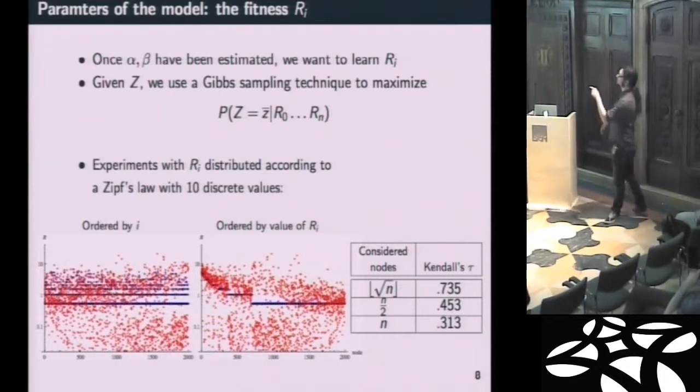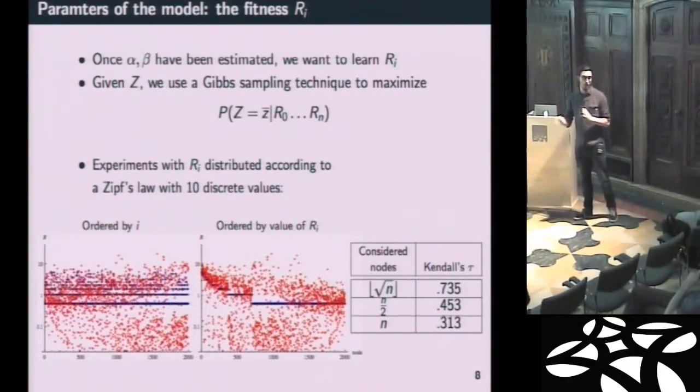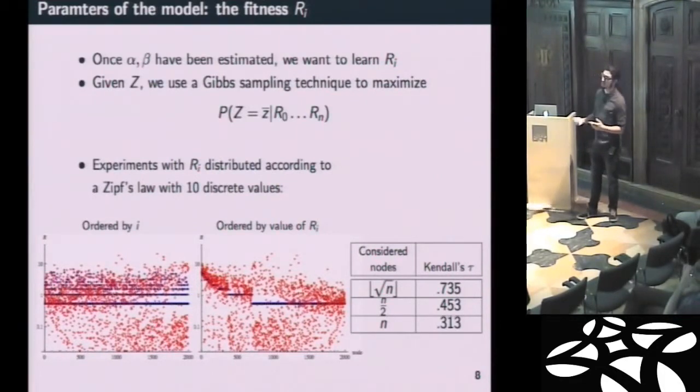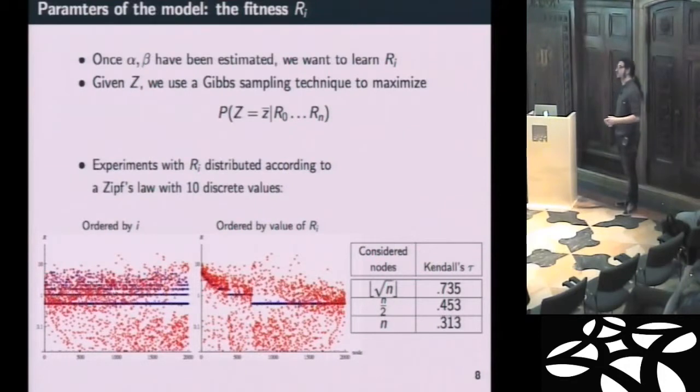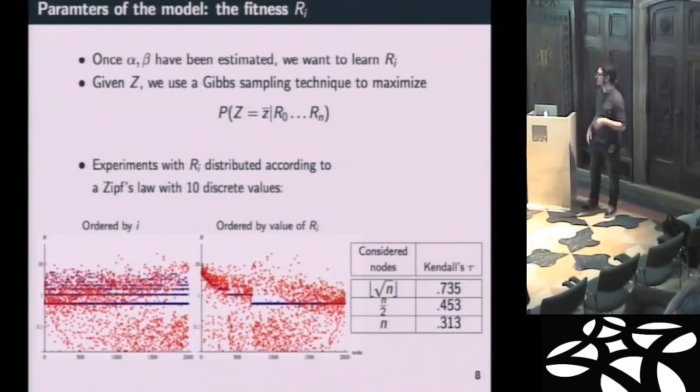However, for the first square root of n nodes, we get a Kendall tau. So we are measuring how correlated is the rank, the original order of nodes by fitness, and the order that we found. So for the first square root of n nodes, we got a Kendall tau of 0.73. For the first half, it goes down, and considering all the nodes, it goes to 0.3.